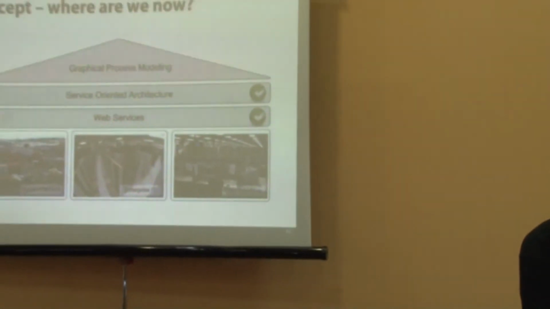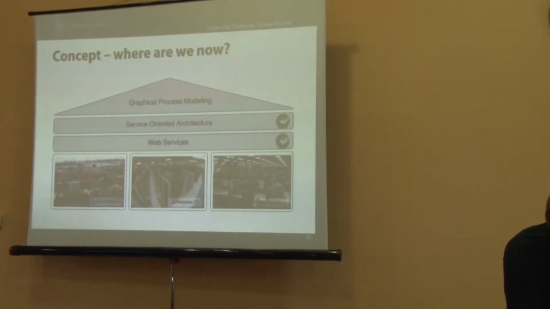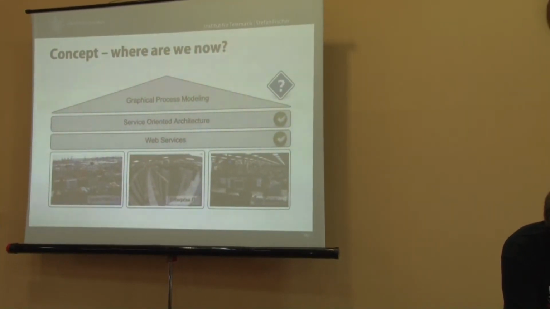Okay, I have two more things that I would talk about. I just skipped the last one, it's not too important, but the next one I would like to talk about. So we've done web services. We also to some extent have service-oriented architectures already done. What we still need is some kind of graphical process modeling. So the question is, how could this be done?